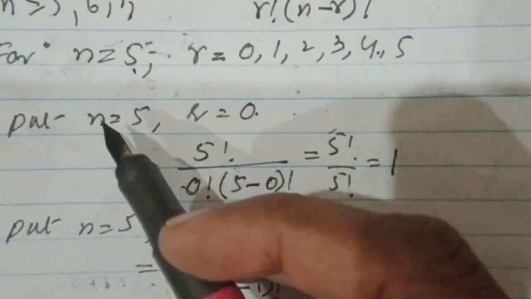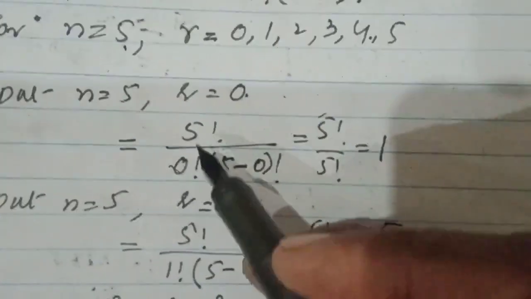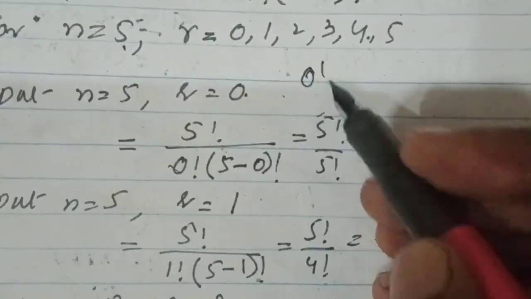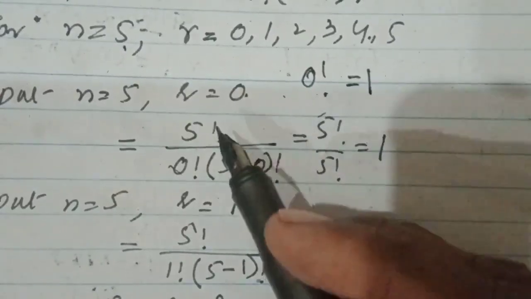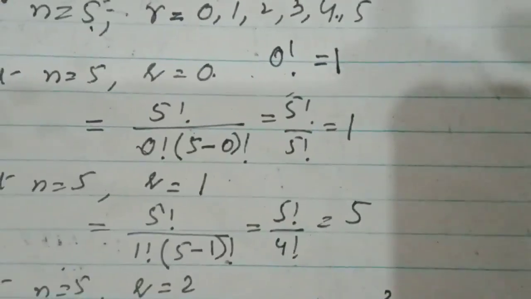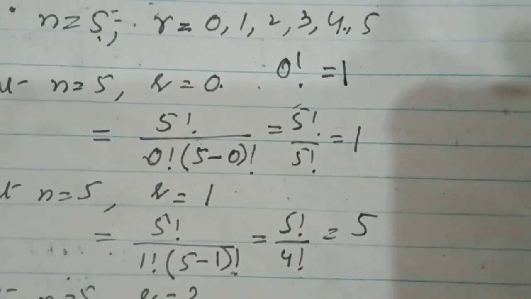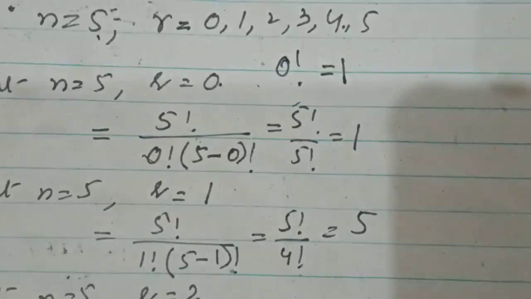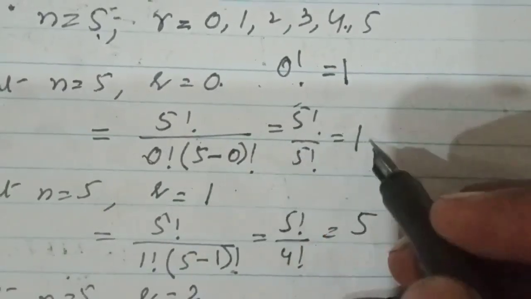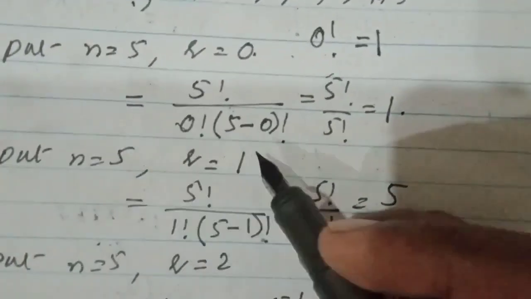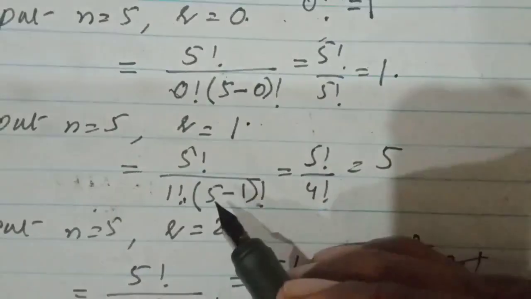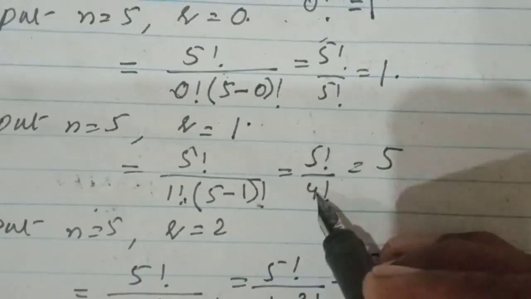So I put n is equal to 5, r is equal to 0: 5 factorial upon 0 factorial times 5 minus 0 factorial. Now 0 factorial means 1, because it is a property of the factorial. 0 factorial cannot be equal to 0, otherwise the whole question will vanish. 5 factorial upon 5 factorial is cancelled, giving 1. Now n is equal to 5, r is equal to 1: 5 factorial upon 1 factorial times 4 factorial.